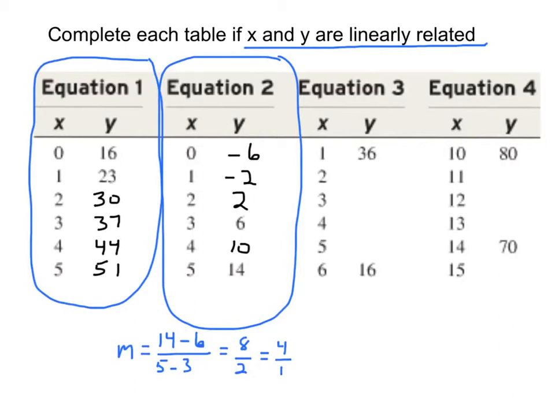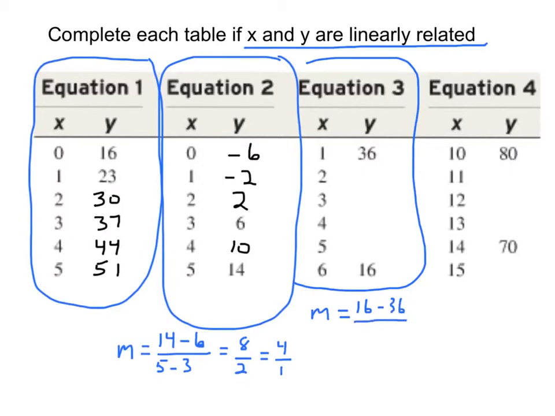In equation 3, we have a similar situation. Only 2 rows are filled in. And so I think it would be smart to calculate the slope again. In this case the slope would be 16 minus 36 divided by 6 minus 1, which comes out to be -20 over 5, which reduces down to be -4 over 1.